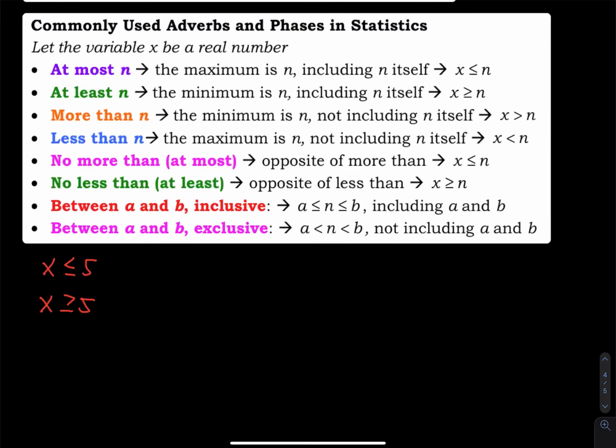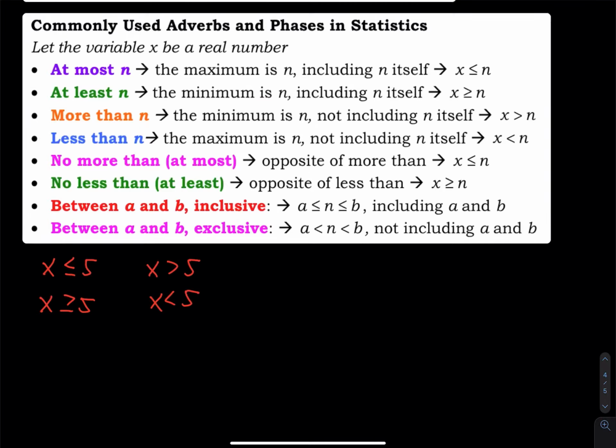What about more than 5? Easy, just x greater than 5. What is the difference between more than and at least? The difference is there is no equal. So that means the minimum you have is 6, because 5 is not greater than 5. That's the difference between with the equal and without the equal. Less than 5, so the maximum you have is 4, not 5. 5 is not less than 5.